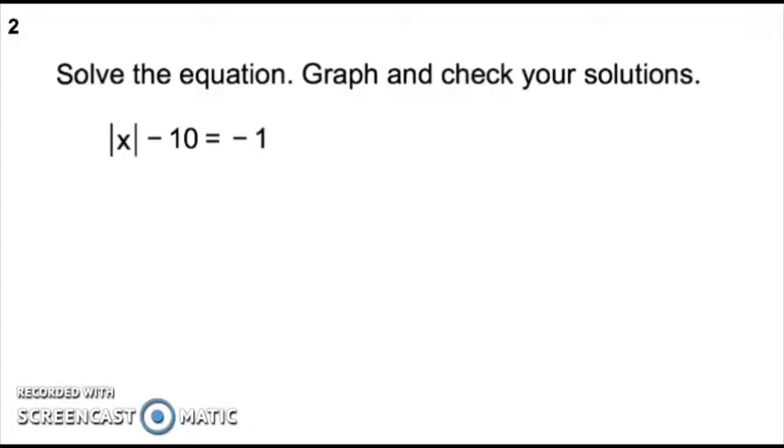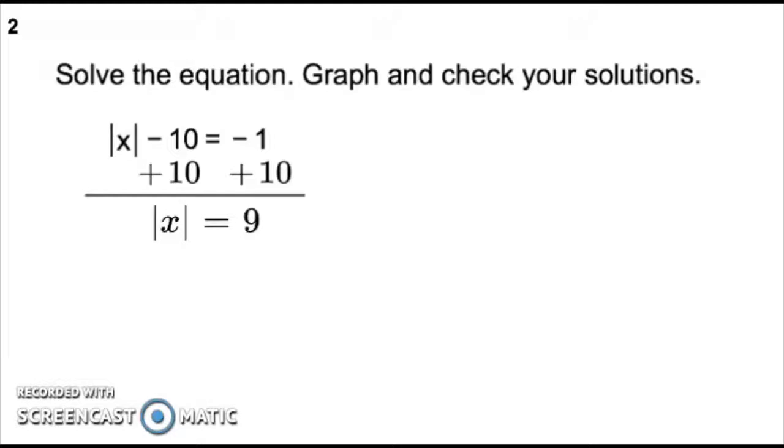Number 2, we are solving and graphing the equation. So the first thing we need to do is get the absolute value term by itself. So we first add 10 to both sides. Doing that gives me the absolute value of x equals 9. So now what two numbers give you an absolute value of 9? That would be 9 and negative 9. So your answers are going to be 9 and negative 9.